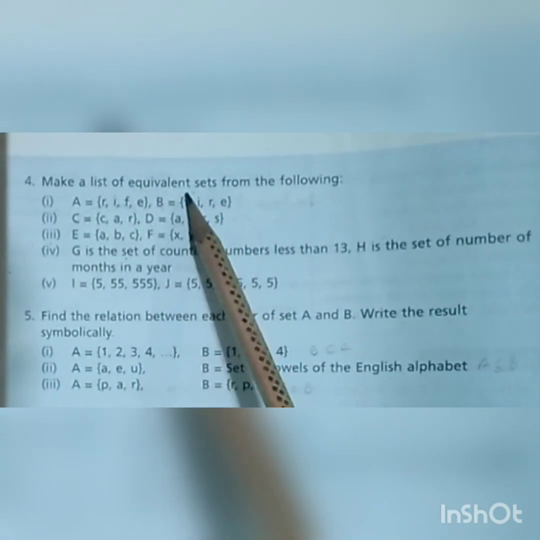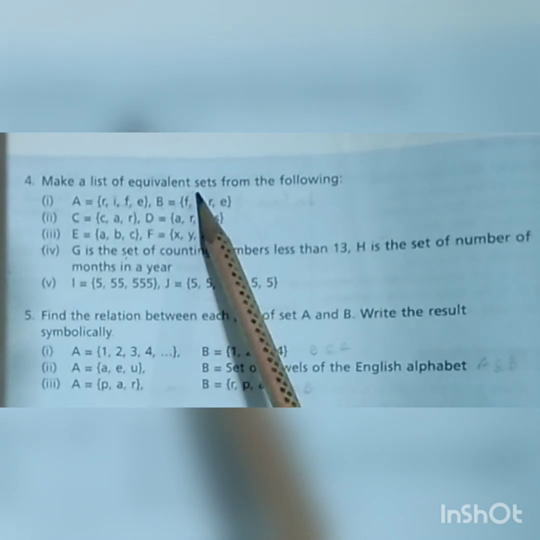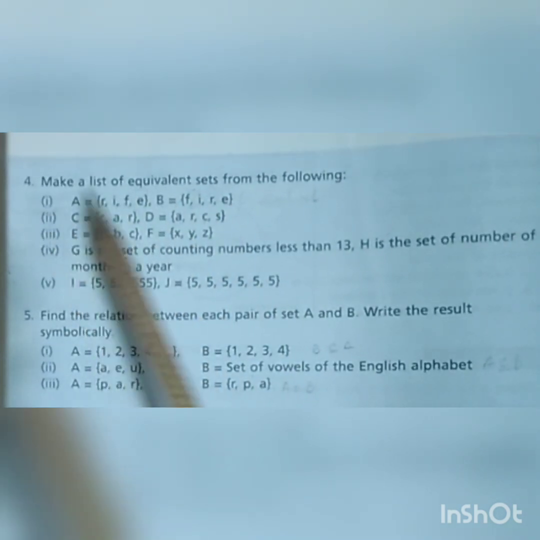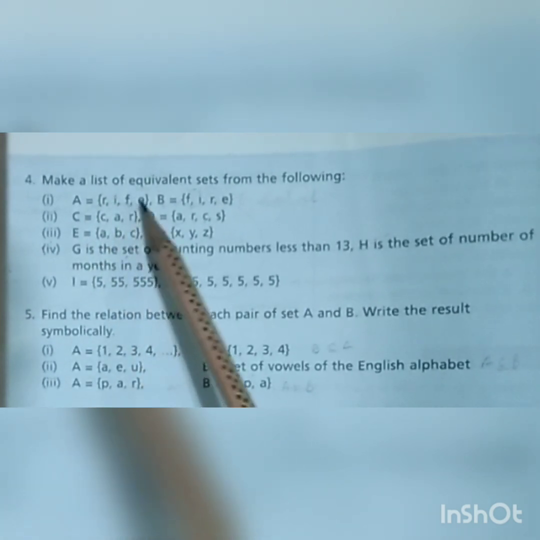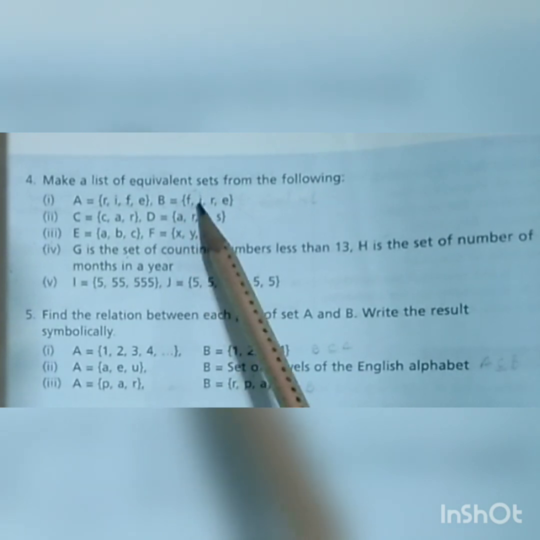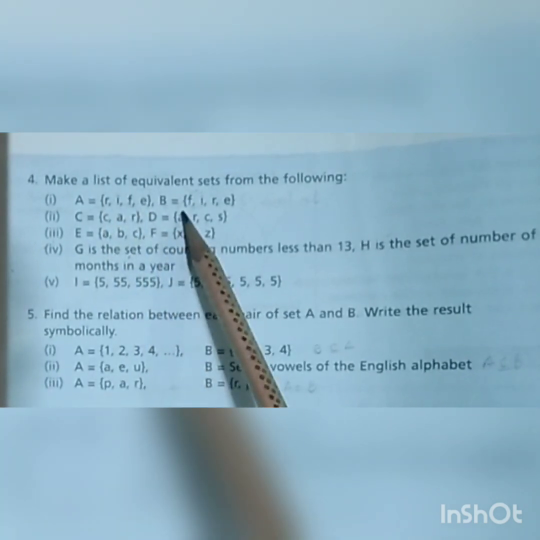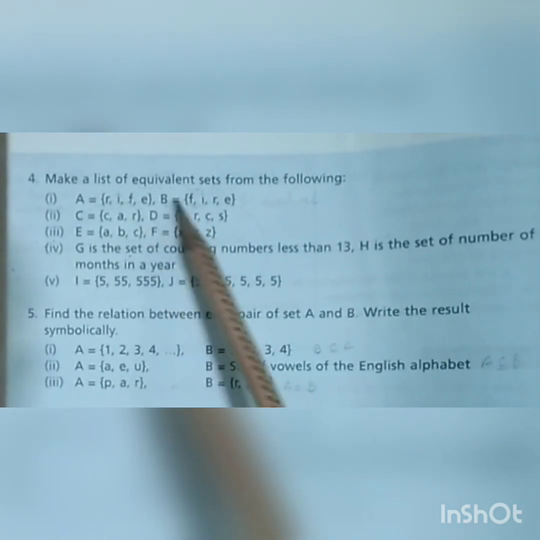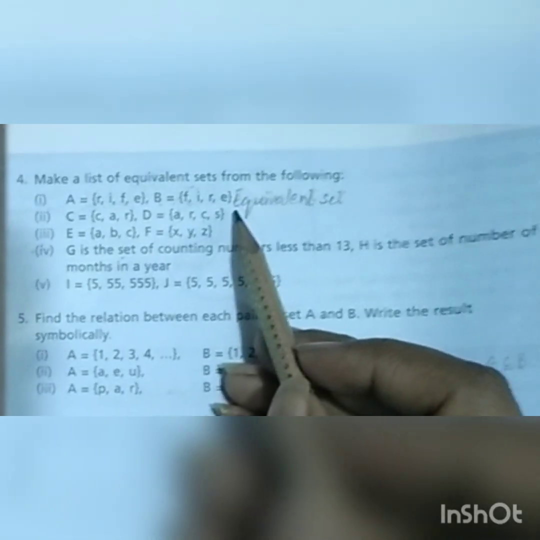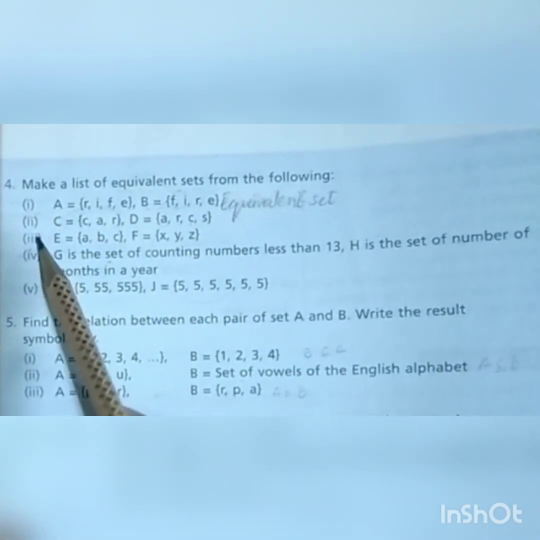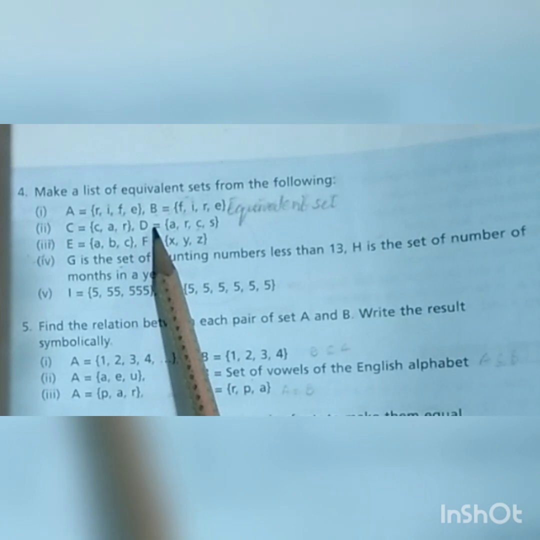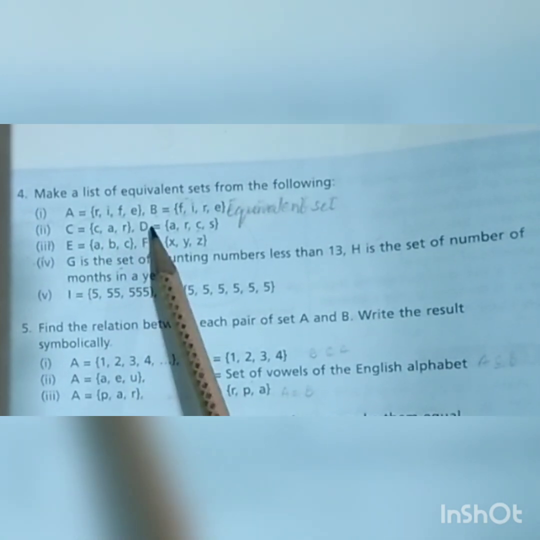Students, we know what equivalent sets are. Equivalent sets are those in which the number of elements is the same. So part number 1 is A is equal to the set {R, I, F, E} and B is equal to the set {F, I, R, E}. In set A, the number of elements, you can see, is 4. In set B, the number of elements is also 4. Both sets have the same number of elements, so these sets are equivalent sets. I have written here equivalent set.